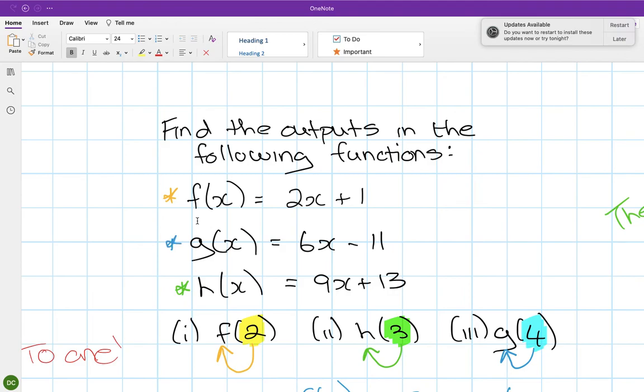Okay, so the number in the bracket is your input number, and then the letter tells you where to put it. So do I put it into the first row, the second row, or the third row? The letter tells you that. And then what you're trying to do is, as it says in the question, find the outputs. Okay, so there's quite a few notes there, so make sure you take them down and maybe read over them a few times and listen back to the video if you need to.